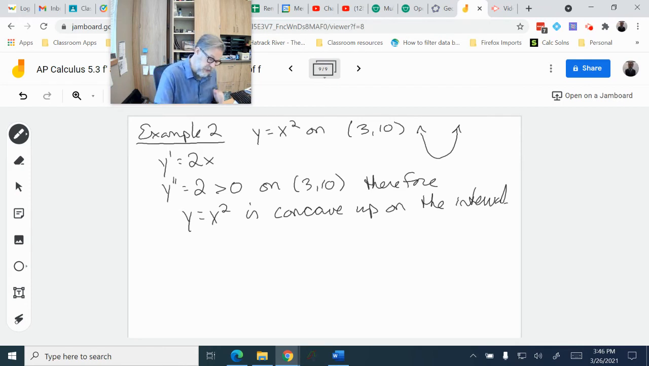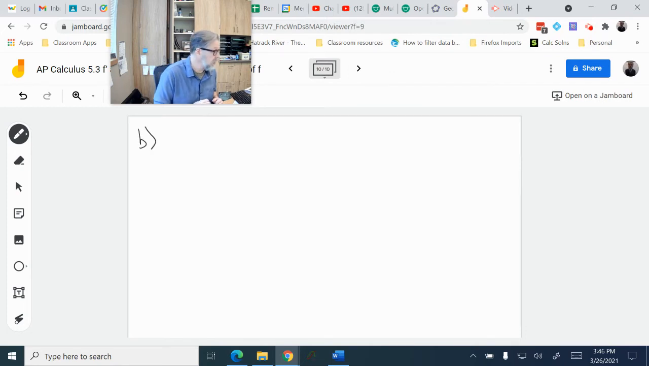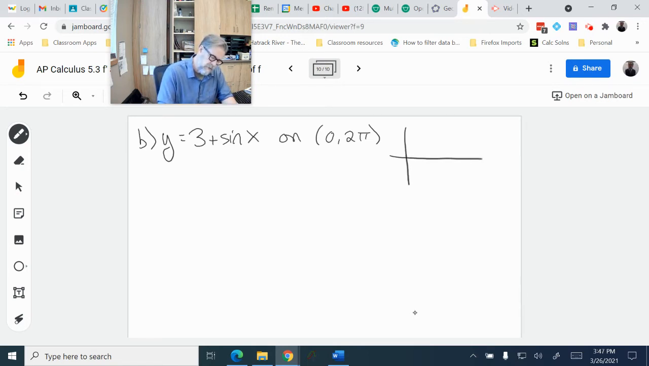Okay, well, that was a pretty easy one. Let's call that question A. Let's do a different one. y equals 3 plus sine of x on the interval 0 to 2 pi. Concave up or concave down? Well, we can already sort of visualize it. Here's our function, there's the interval 0 to 2 pi. So we expect concave down over here, and we expect concave up over here. Let's see what we get.